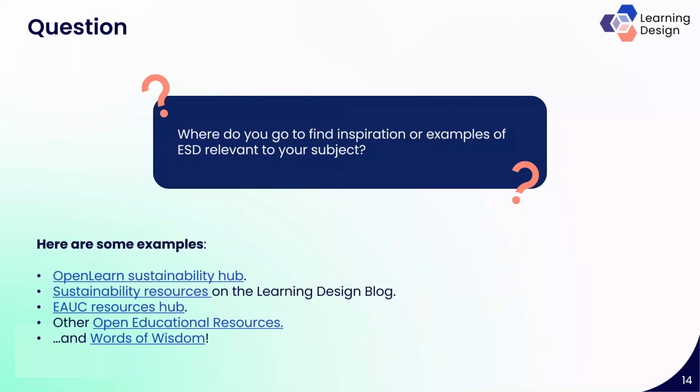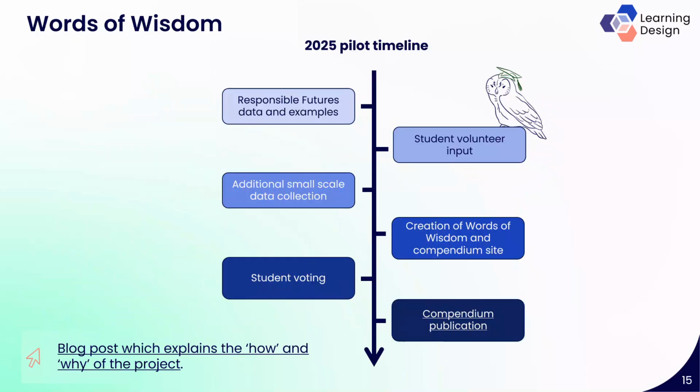The reason we've asked this question is because one of the points of inspiration for the project we're about to discuss is the challenge of finding sustainability examples for distance education settings. Module teams would often ask us for subject-specific examples, and it wasn't easy to find them within the OU or even outside of it. On the slide, we've given some examples of places we've gone to find inspiration and examples of practice. We'll share the links to these sites and any other resources or information in the information that accompanies this video. So cue the Words of Wisdom project being set up.